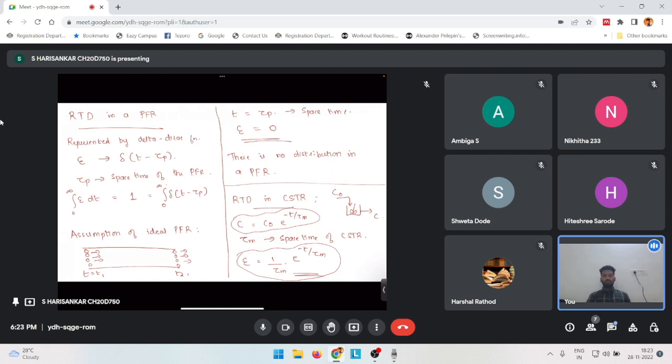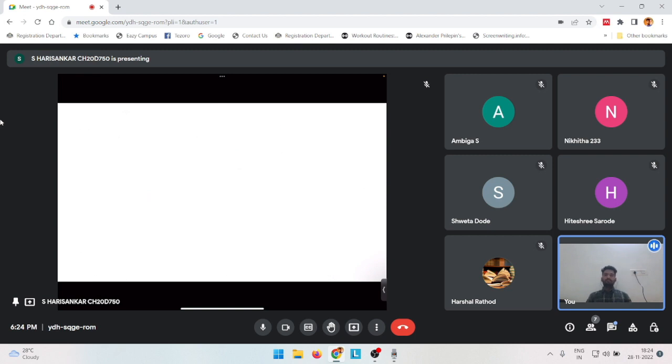So yeah, just make a note of these two equations, because what we'll do now is we'll try to find an equation for RTD in a multiple reactor system, like where a CSTR is followed by a PFR, or a PFR followed by a CSTR. So I hope you noted these equations, and if so, we'll just move on. So now we know the behavior of RTD in a PFR and CSTR. Now let's say you have a system like a PFR followed by a CSTR.